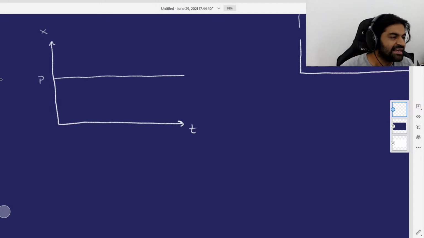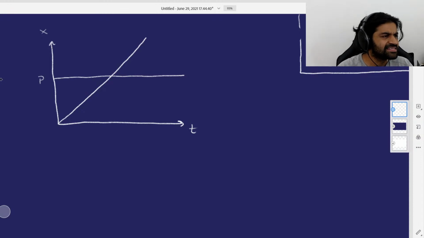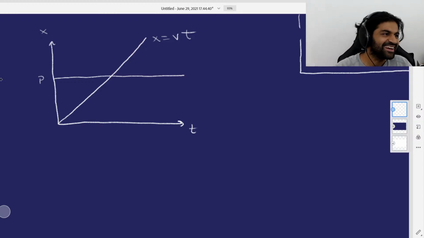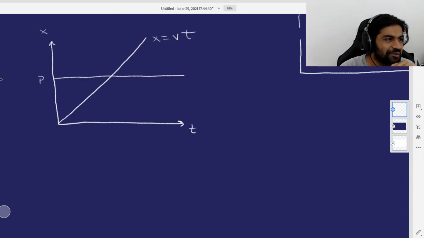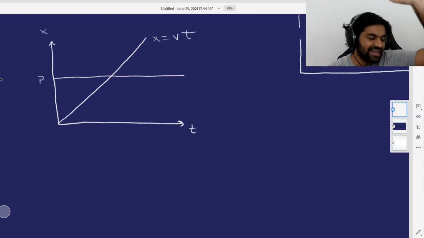Hopefully that makes sense. And my moving object is going to be like so. And this, if it has a velocity of v, then the equation of this line is just x equals vt. Hopefully I'm not blowing anyone's mind over here. But this is going to be the equation of the moving object.